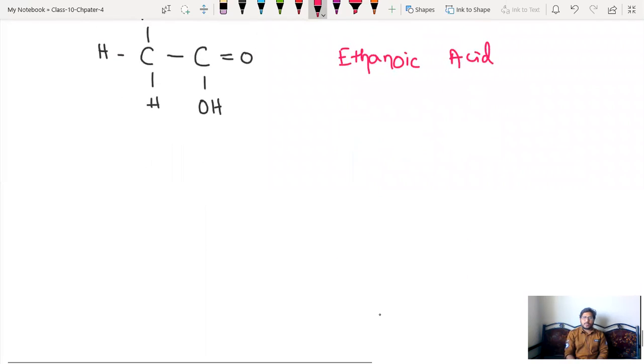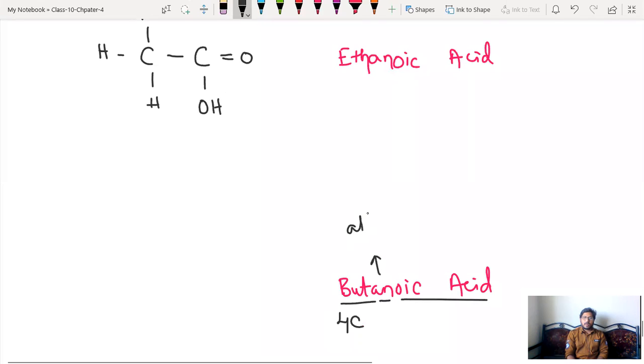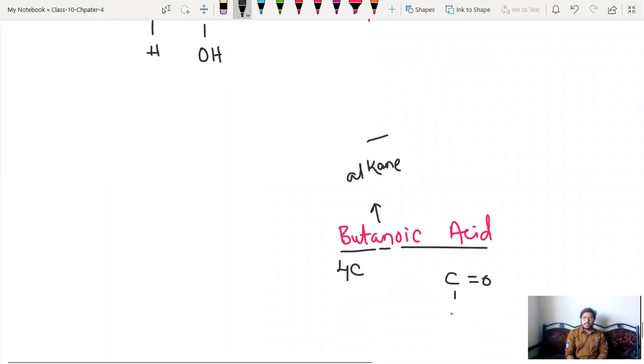Now, if they ask you to draw butanoic acid, how do you draw that butanoic acid? 3 parts. First part, but. Second part, an. Third part, oic acid. But means 4 carbons. An means alkane. Alkane means single bond. Oic acid means carbon, double bond O and single bond OH.